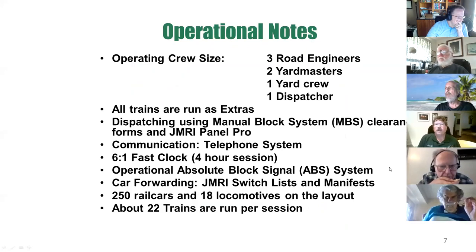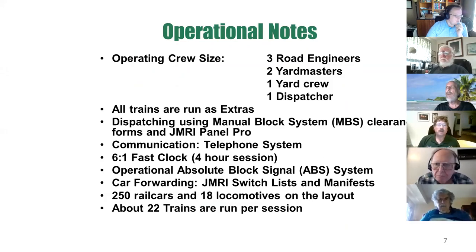So for operating, like I said, 3 road engineers, 2 yard masters, a yard crew, and a dispatcher who's actually in a separate room. All trains are run as extras. I use manual block. And I also use JMRI PanelPro for the dispatcher to keep track of the trains. Later on, at the end, I'll show you an example of how that all works.